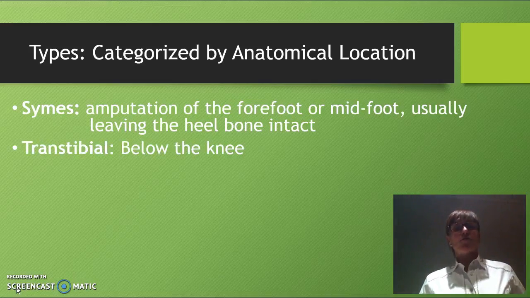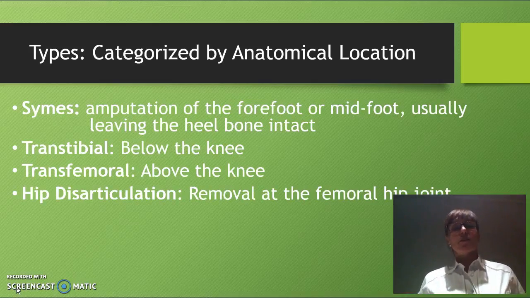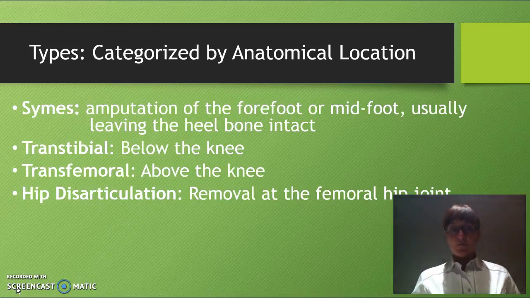You also have the transtibial, across the tibia, which is below the knee. You have your transfemoral, which is across the femur, above the knee, and then you also have your hip disarticulation, which is the removal of the leg at the femoral hip joint.